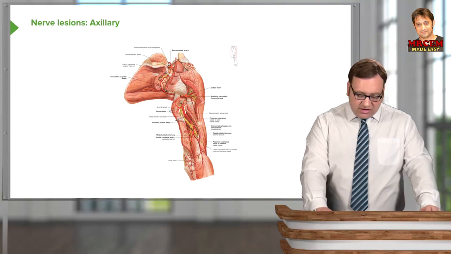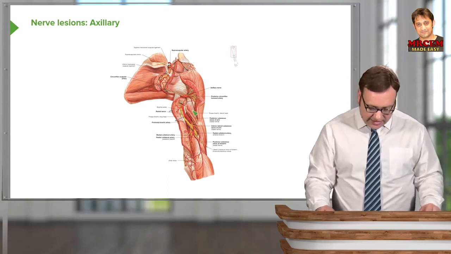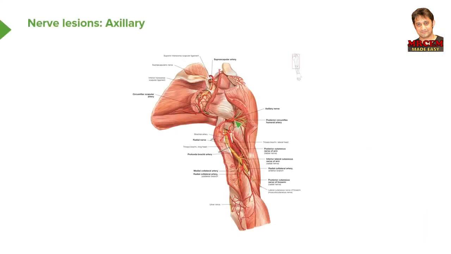So let's have a look at the axillary nerve. Remember the axillary nerve passing through the quadrangular space. We can see it here, passing through the quadrangular space with the posterior circumflex humeral artery to go and supply deltoid. We can see this on the posterior view of a right shoulder.